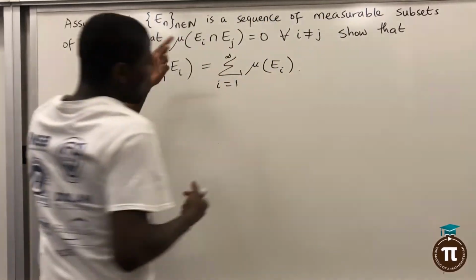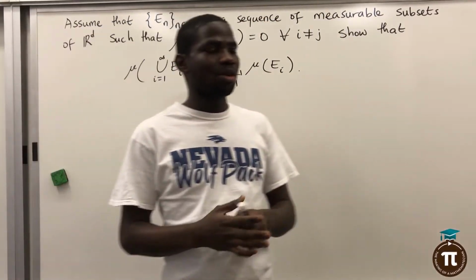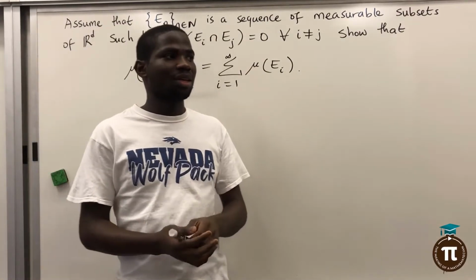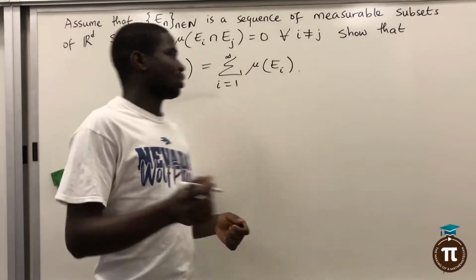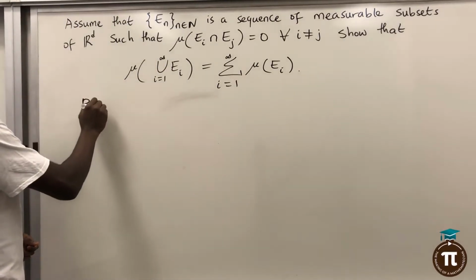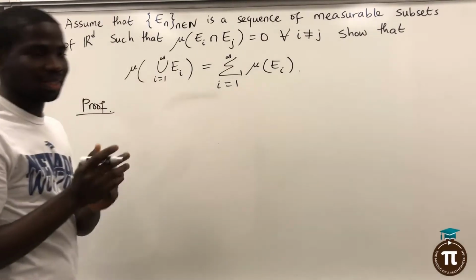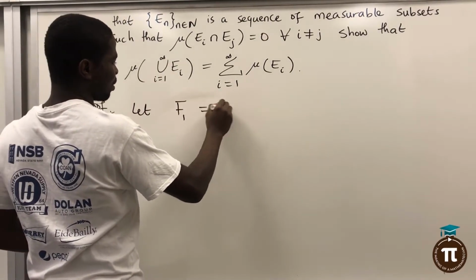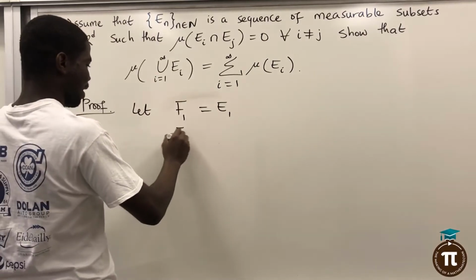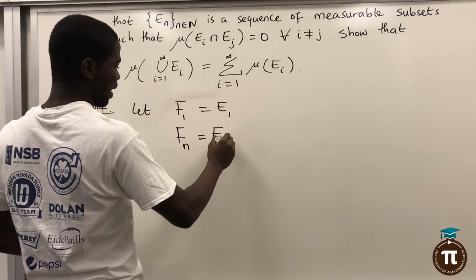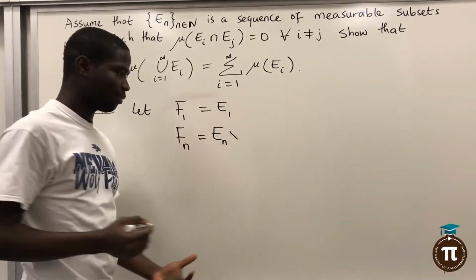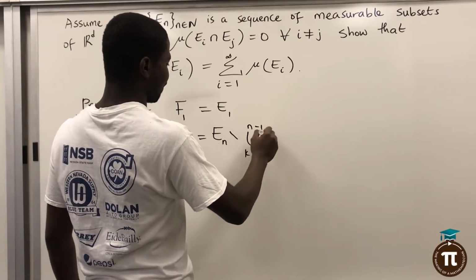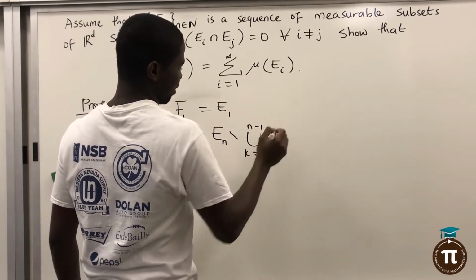So, for us to work with this, the first thing is that we need to make sure the measurable sets we have are disjoint. So we're gonna construct one now. So proof. What is the first thing? I will say let F1 be equal to E1, then Fn to be equal to En minus the union of k starting from 1 to n minus 1 of Ek.